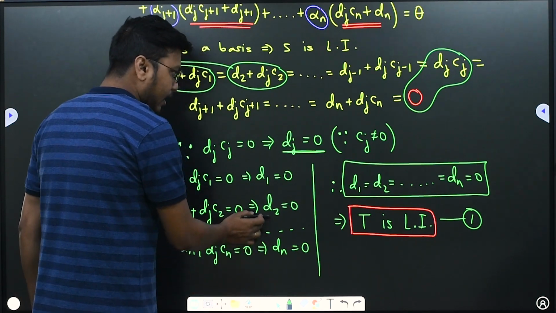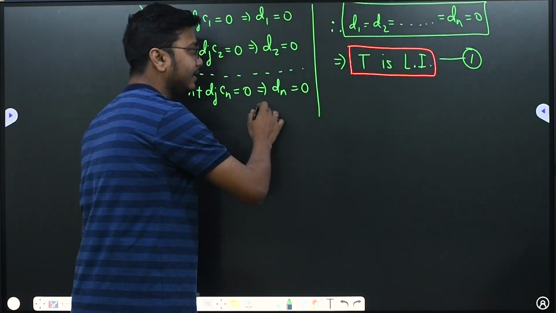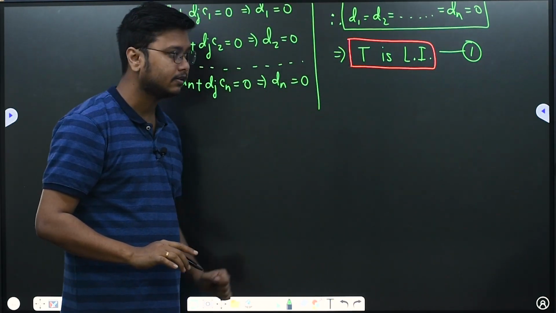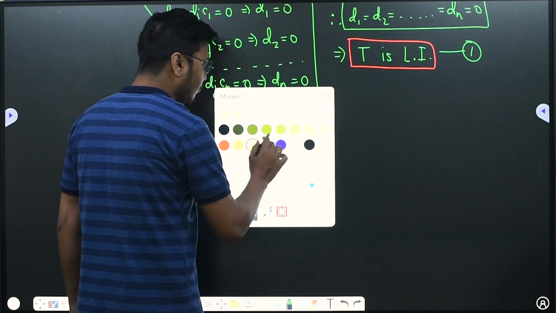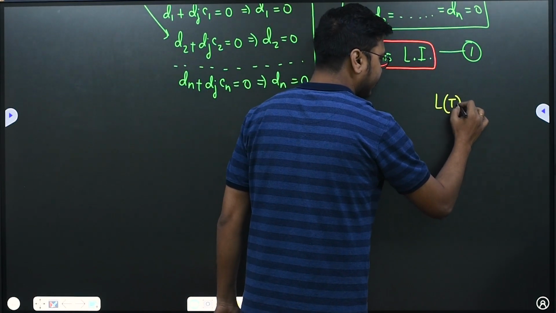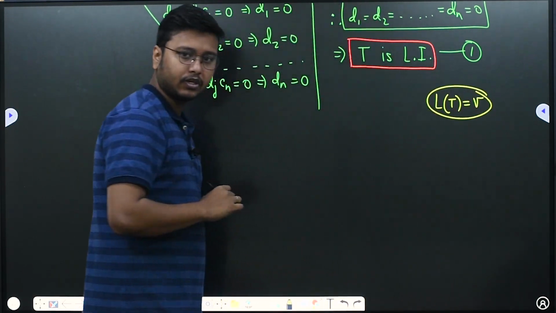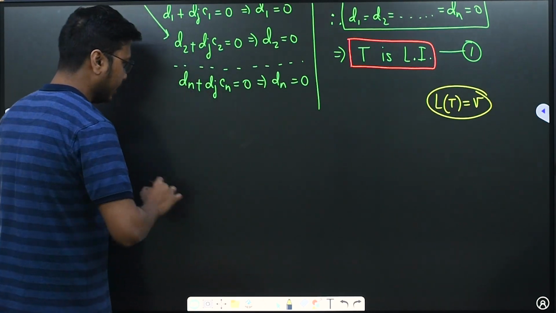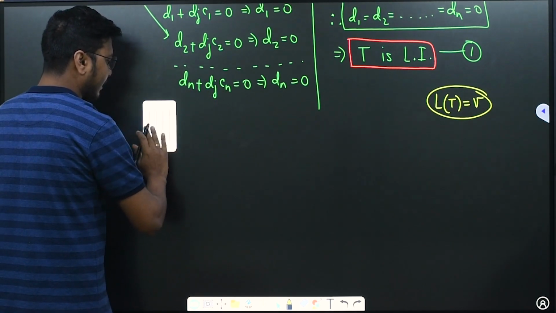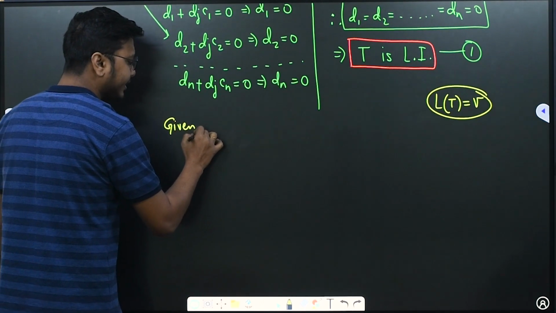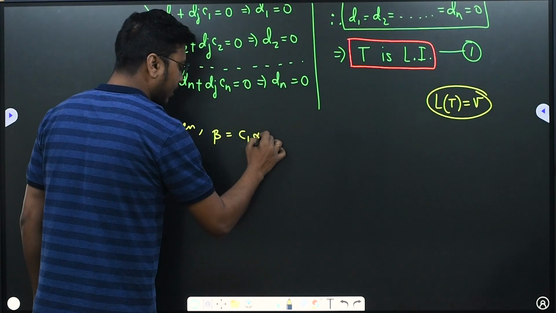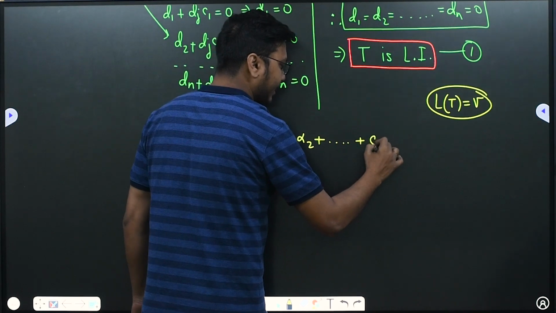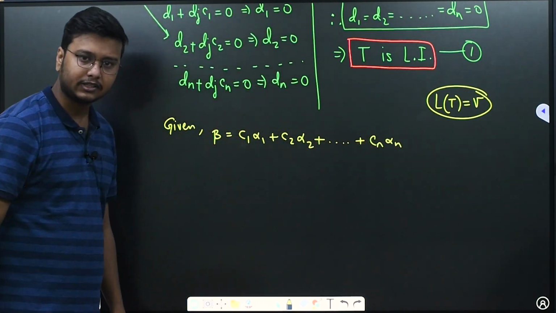Now our next target is to show that the T set generates the vector space V, because we are trying to show T is a basis. So our next target is to show L of T equals the vector space. So how can we start with that? We will start with the given expression. This expression was given to us: beta equals c1 alpha 1 plus c2 alpha 2 plus dot dot going up till cn alpha n, right?